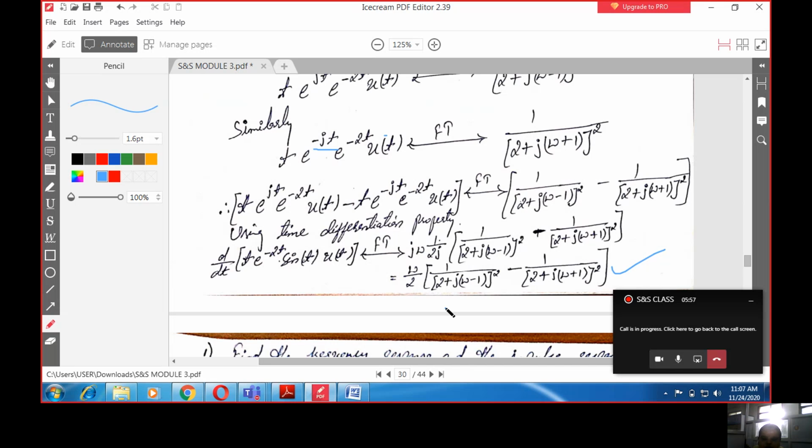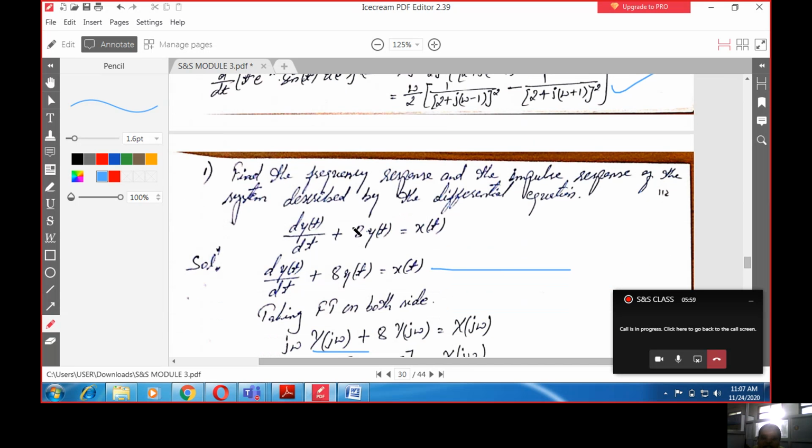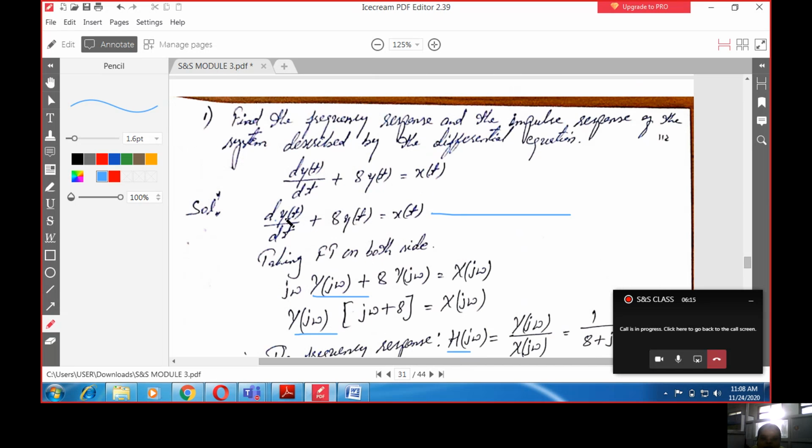This is how you have to solve the problem. Next problem here: find the frequency response and impulse response of the system described by the differential equation dy(t)/dt + 8y(t) = x(t). Therefore, dy(t)/dt + 8y(t) = x(t).